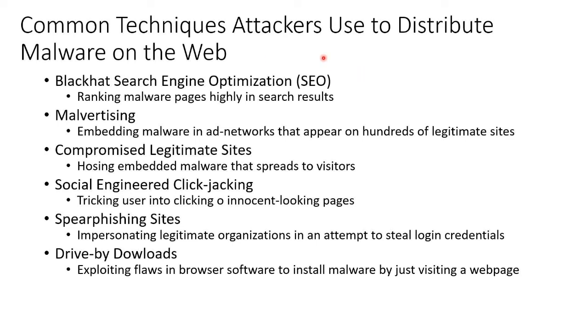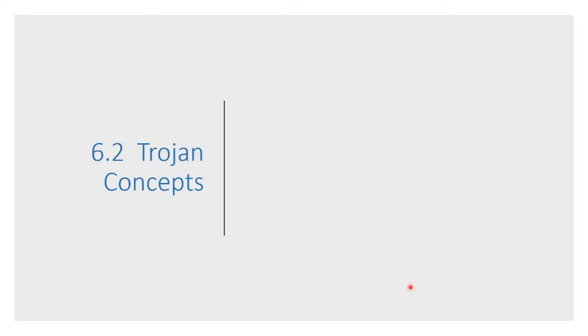So, common techniques that we use to distribute malware on the web. You could go to the Black Hat search engine optimization page. It ranks malware pages in terms of search results. We could embed malware in ad networks that will appear on hundreds of legitimate sites, so malvertising. We could compromise legitimate websites and embed malware. We could socially engineer people by clickjacking, so we trick them into clicking on something that looks innocent. We could send them spear phishing. We could have drive-by downloads, so a browser will install malware just by visiting a web page.